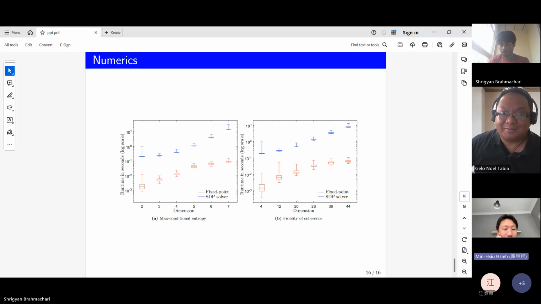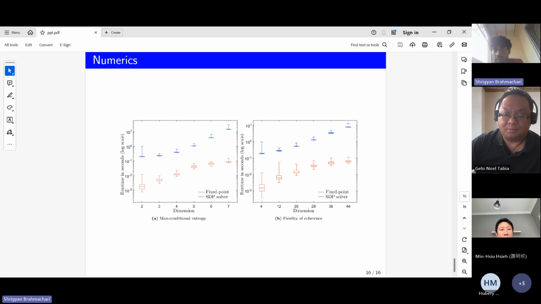I have another question. In the figure you show the runtime efficiency, but I assume that these two algorithms, SDP and your fixed point, give you the same state? Are they giving you the same answer? Yeah, I checked that. Okay, good. Obviously up to some numerical accuracy, like 10 to the power minus 10 or something. And then your next step is to try those other alpha types of entropies.